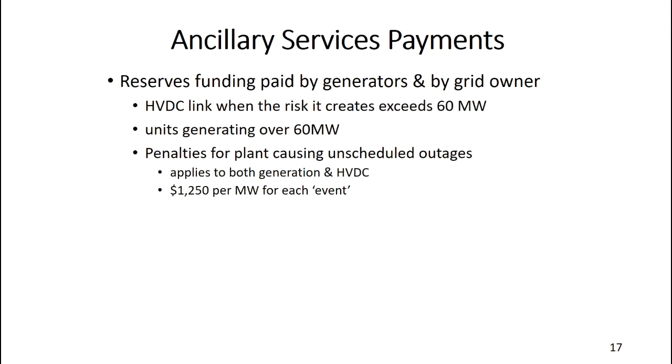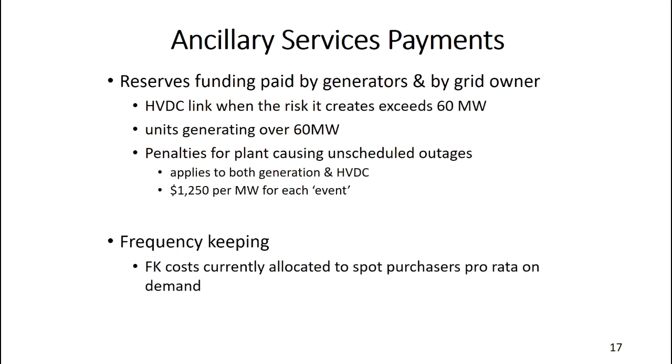The only other thing to add here is that there is a penalty for any plant that's unlucky enough to cause an under-frequency event due to an unscheduled outage, and this applies to both generation and the HVDC link, and currently that's $1,250 per megawatt for each event. The total payments to frequency keepers are totaled up and allocated out to spot purchasers pro rata on their demand in each trading period.